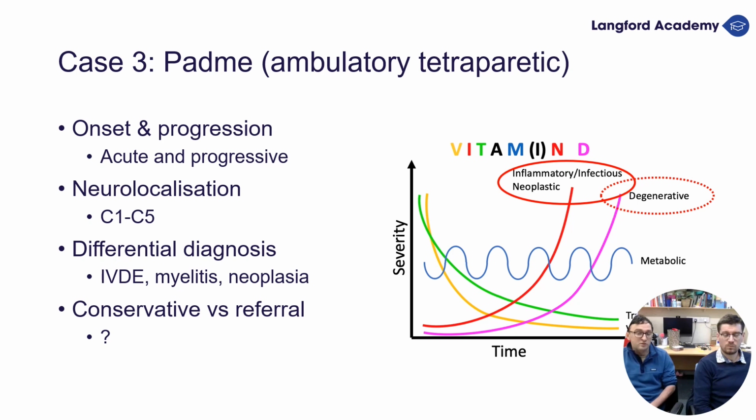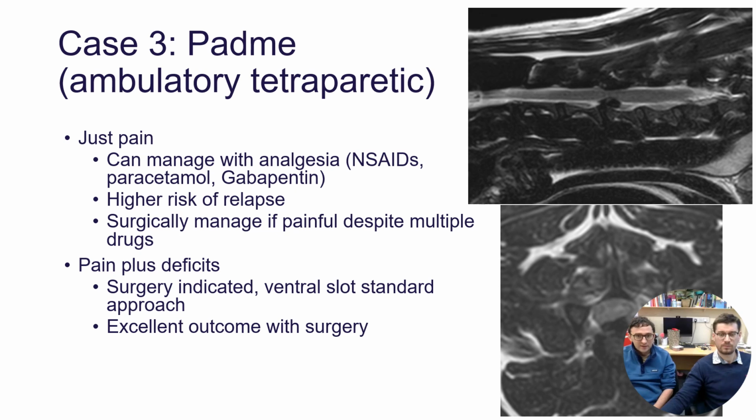So the next question is, what do we do about this case? Do we consider conservative management or do we refer her? For cases that have just pain, so not Padme in this situation because she has neurological deficits, you can manage these with just analgesia and conservative management alone. In these cases, we definitely recommend multimodal analgesia, a mixture of non-steroidal as long as they're not contraindicated. Paracetamol and gabapentin can be really helpful.